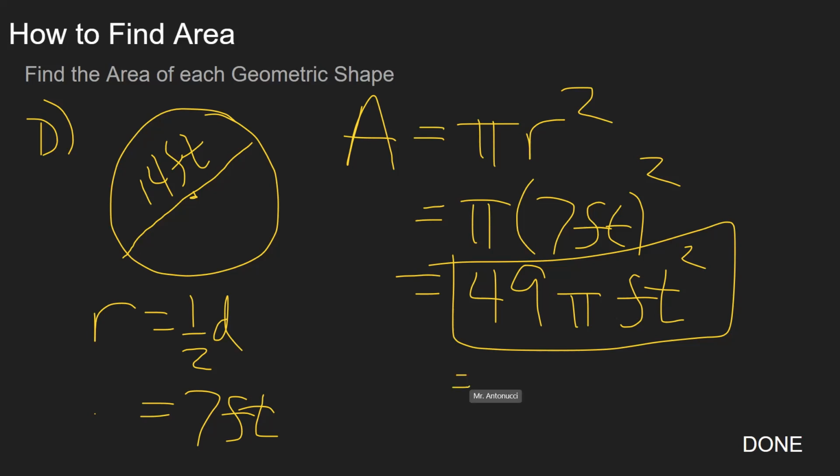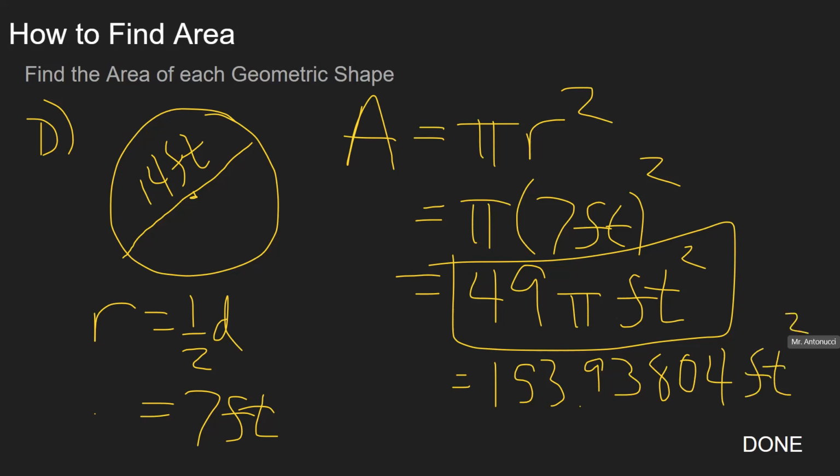If you do that, you will get 153.93804 feet squared. And then if I say round to the hundredths place, you would get 153.94 feet squared. So that's another thing. Make sure you round to the appropriate decimal place if you're told to round to decimal place.